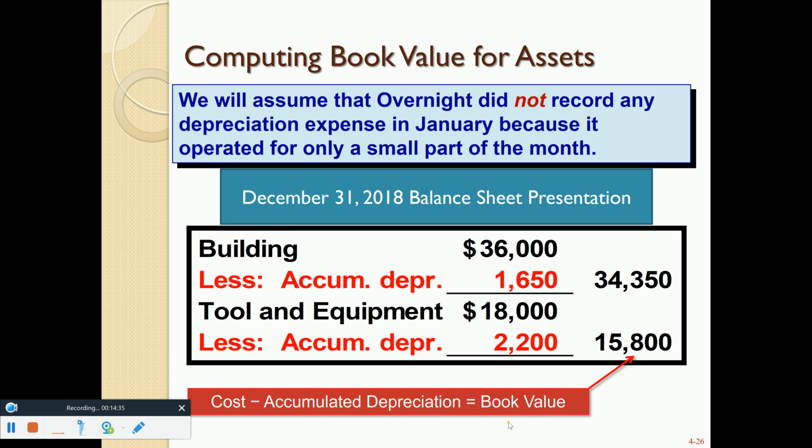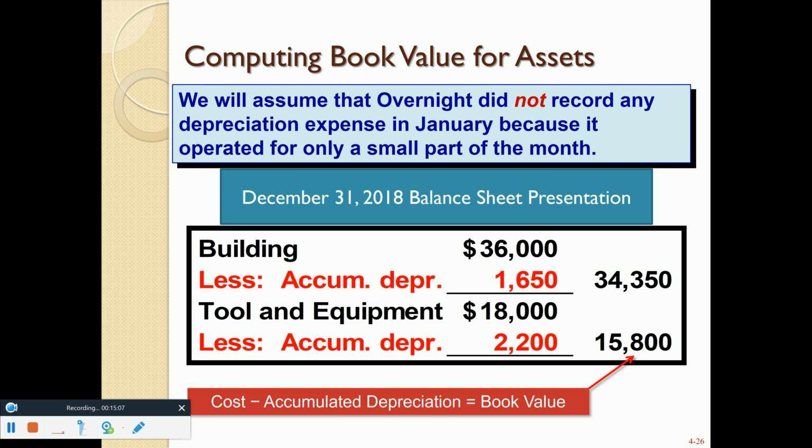Now, a couple of things I want to point out before we move on. Depreciation is simply a cost allocation method. It is simply a method to move the cost of the asset over to the income statement as an expense over its useful life. Now, some students get confused because when they hear the word depreciation, they're thinking in terms of the market value actually going down. That is not the case.